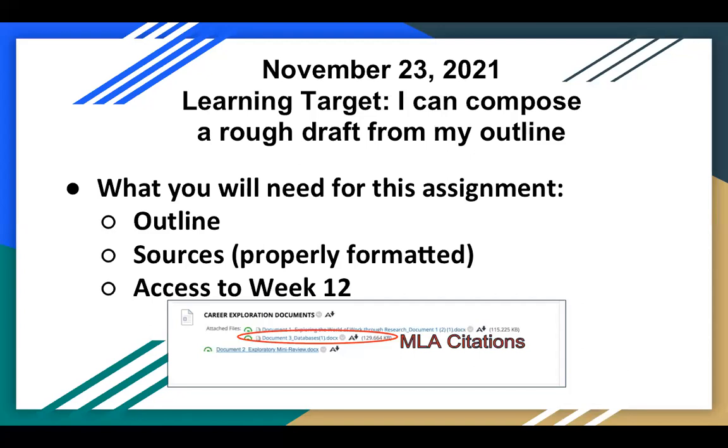Okay, the learning target for today is: I can compose a rough draft of my outline. What you're going to need, of course, is your outline and the sources that you used. You should have at least three, and access to week 12.